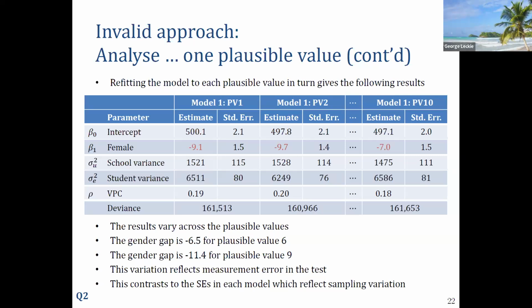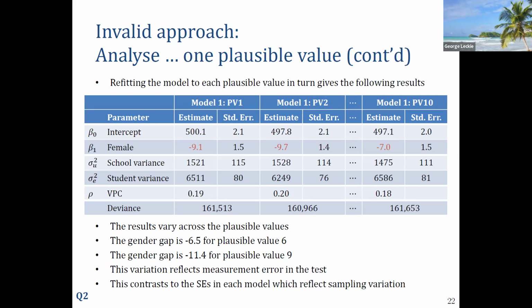So in a way, you can think of within any given model, the standard errors are communicating sampling variability, like they always do. But across the models, the fact that the point estimate is varying is communicating measurement error. Because each of these plausible values has the true score, but has measurement error as well. We're taking these different draws.